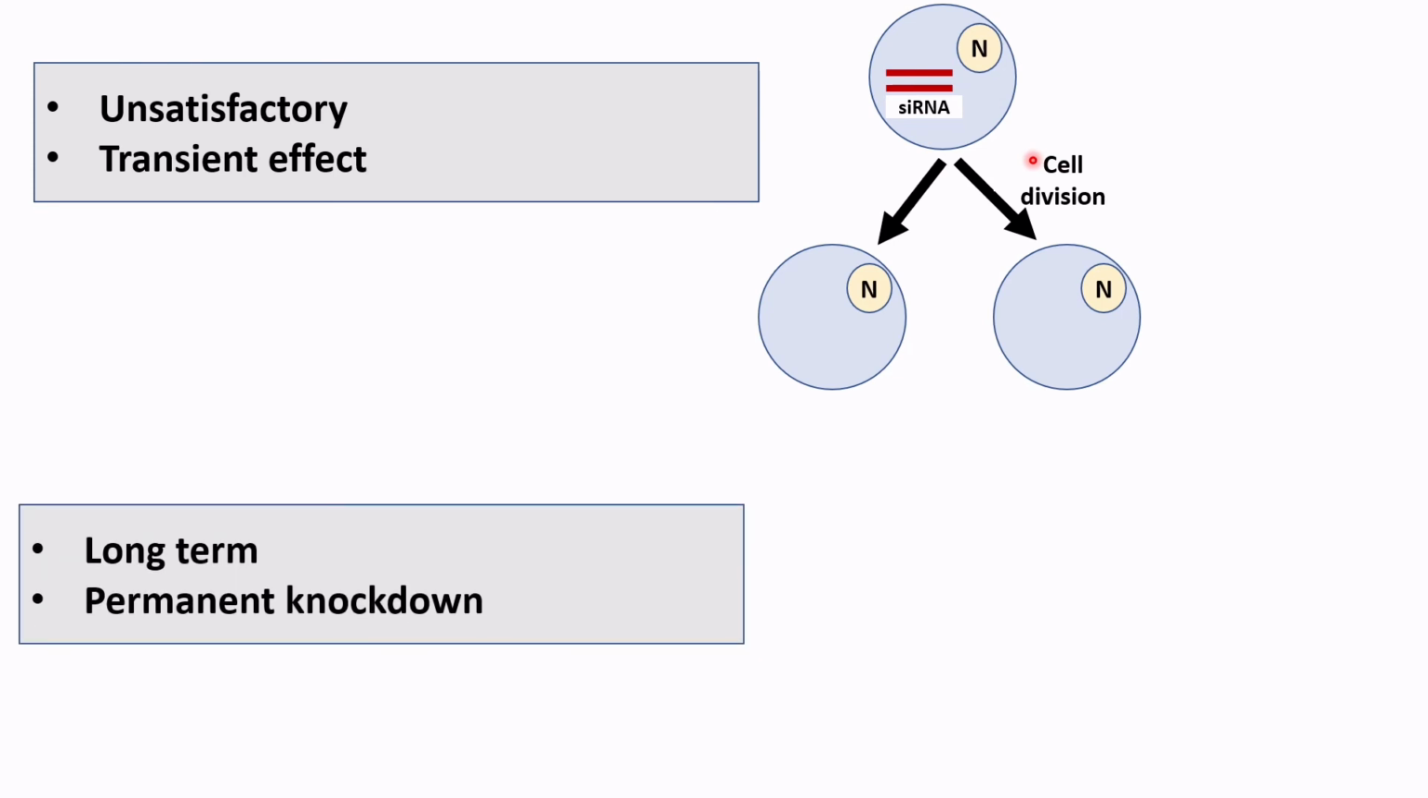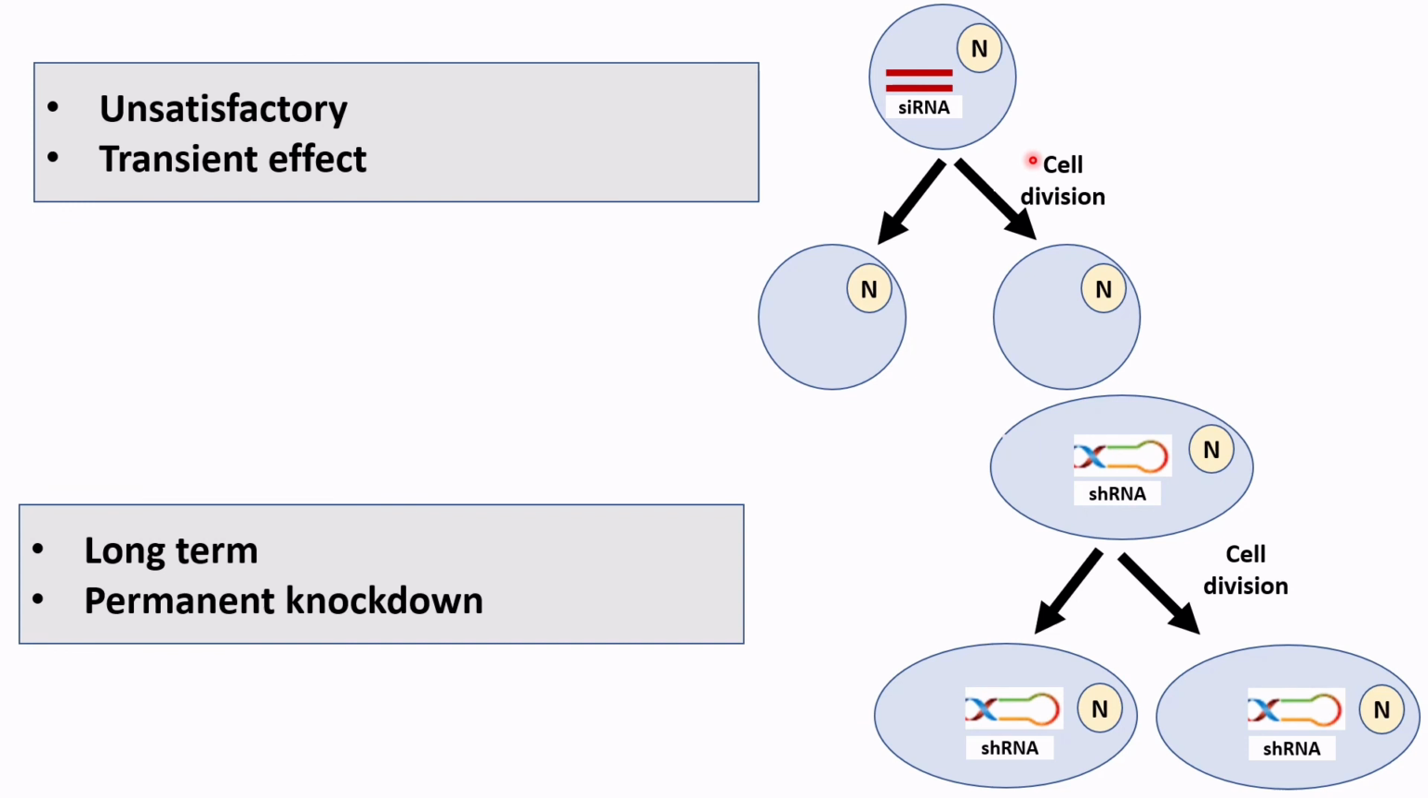So, how can you silence your gene of interest on a long-term basis? This time, you need shRNA. Because shRNA stably gets integrated into the host cell genome. So when the cell divides, shRNA will be passed on to daughter cells. So permanent knockdown is possible using shRNA technology. Hope you understood the concept.